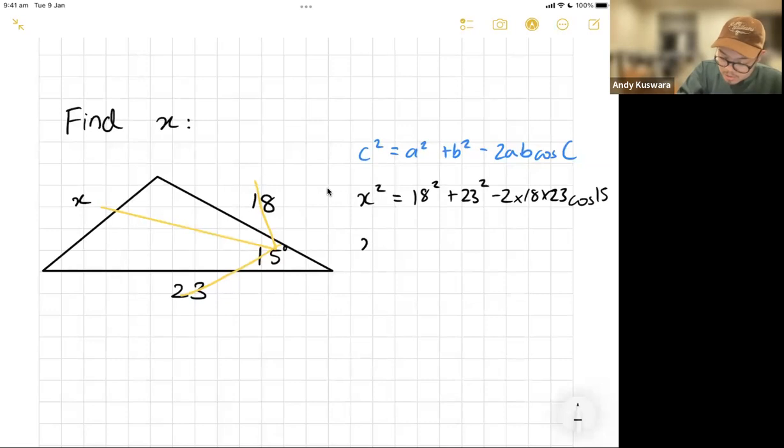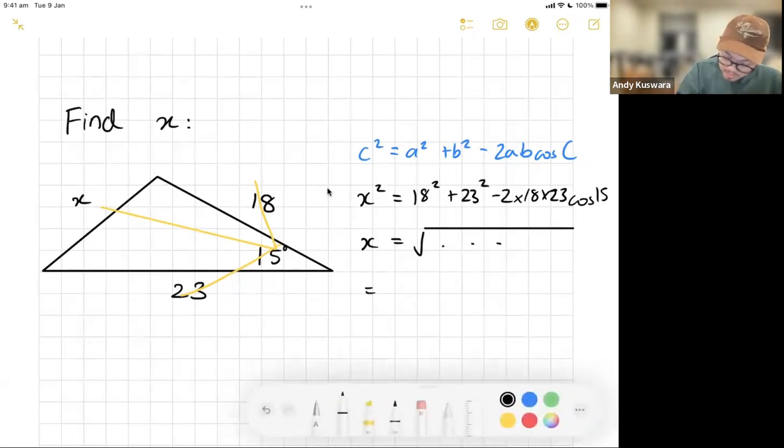Okay, now while I'm here, I don't want to find x squared. I just want the singular x. So I'm going to take the square root of whatever that big boy is.